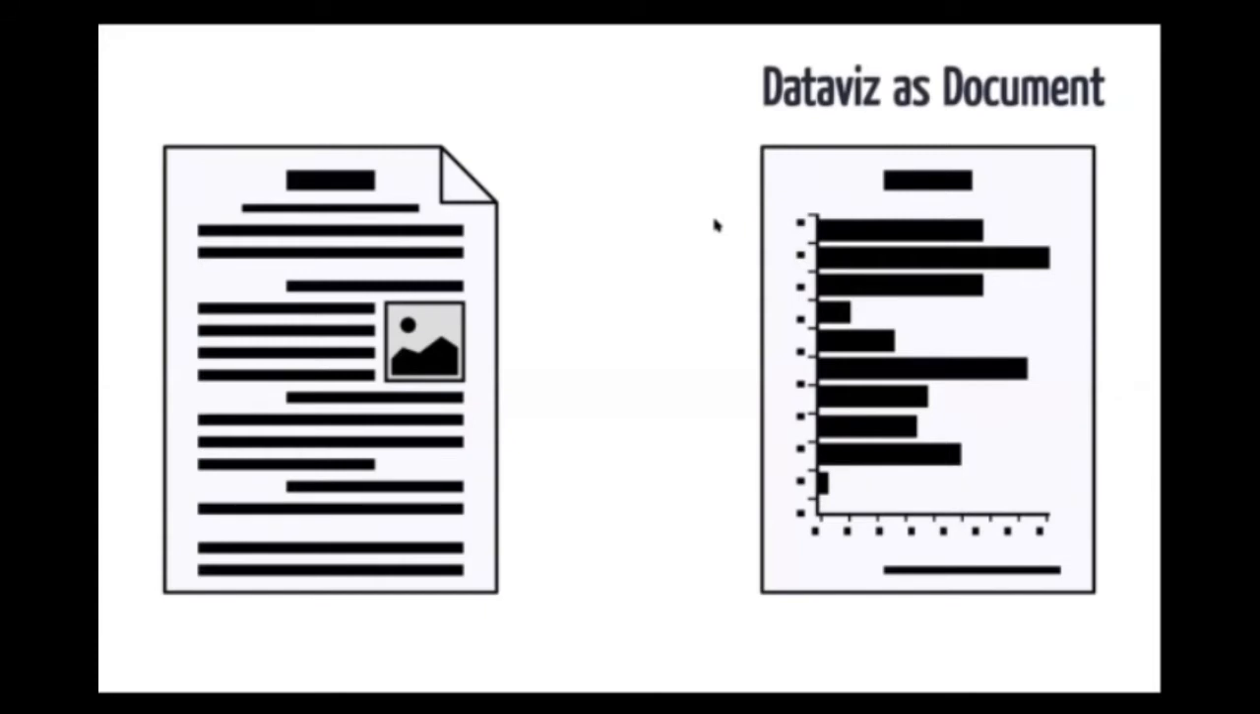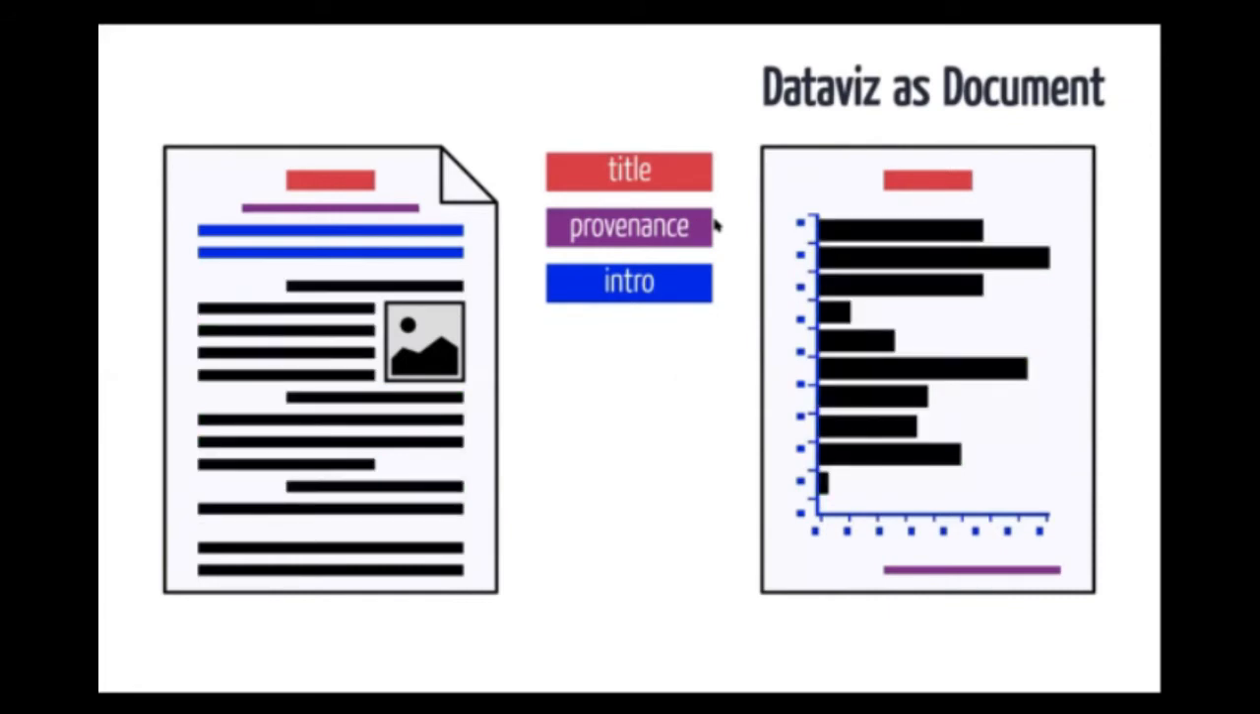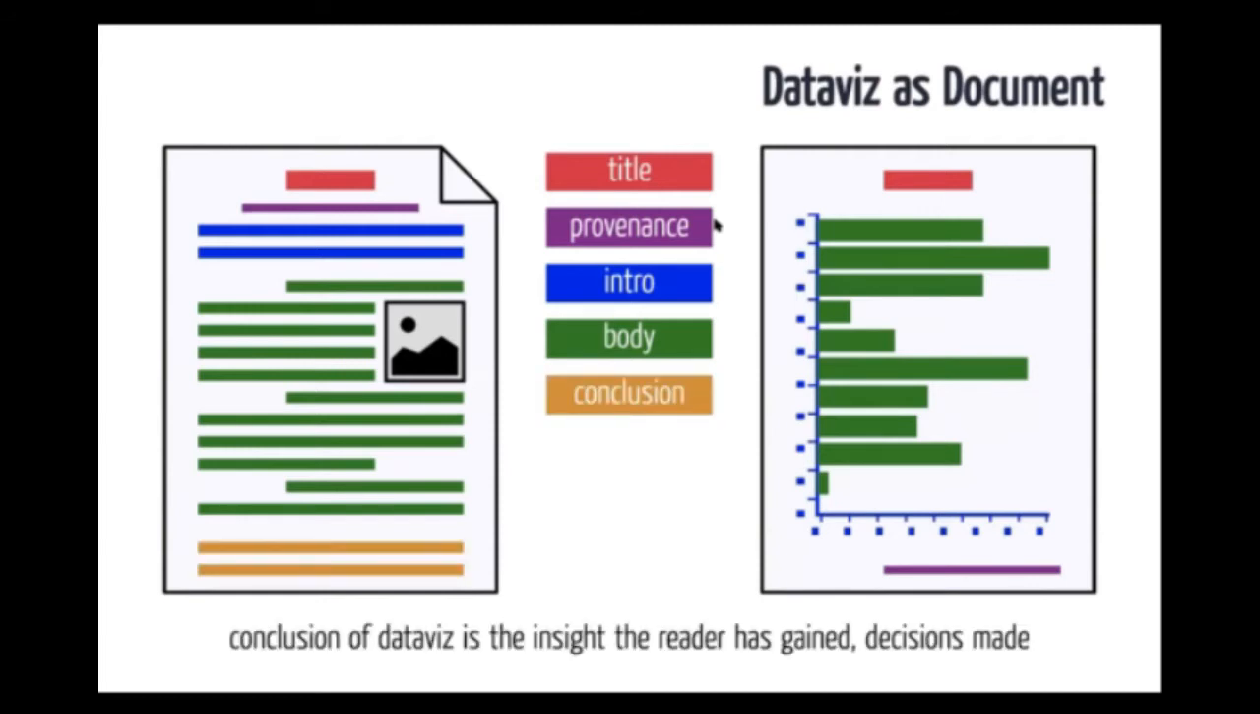One way we can think about doing this is to consider a data visualization as a document. So we have a title, we have where it came from, we have an introduction, we have a body. The introduction, in the case of a bar chart, for example, are the axes, the x-axis, the y-axis. I showed this before. We have the body, which is the data itself, and then the conclusion. And the conclusion in a document is a paragraph, right? But the conclusion in data visualization is the actual insight that the reader has gained and the decisions that they've been able to make based on that data.